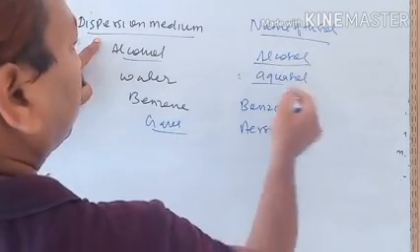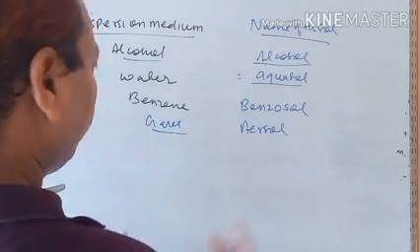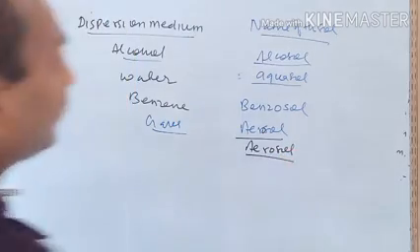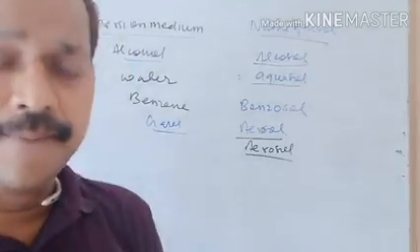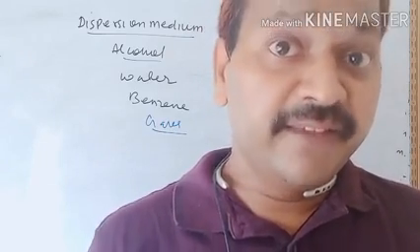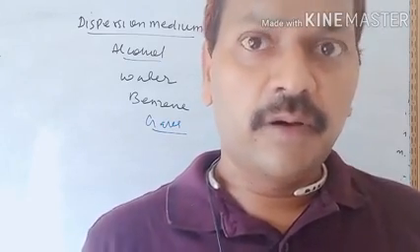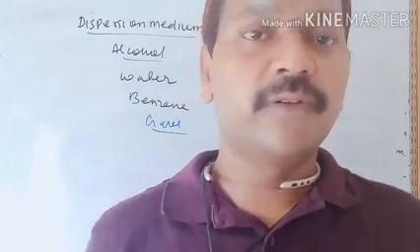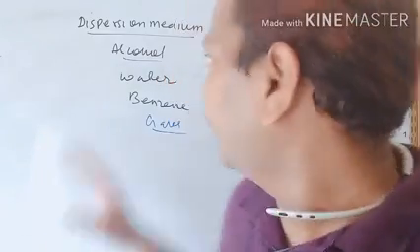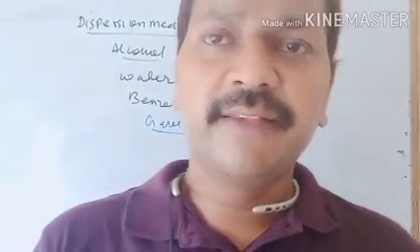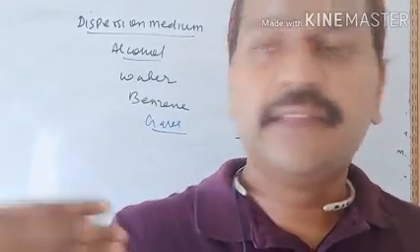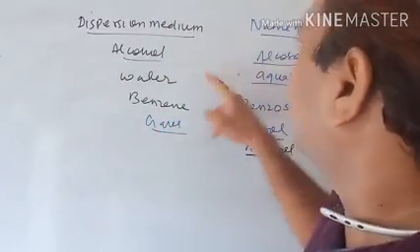Children, these are the different types of sols: aquasol, benzosol and aerosol, spelled A-E-R-O-S-O-L. If water is present in the dispersion medium of a colloid, it is known as aquasol, or sometimes hydrosol. If benzene is present, benzosol. If alcohol is there, alcosol. If gases are there, it is known as aerosol. This is informative and very important. These are the different types of colloids with examples, depending upon the nature of the dispersion medium.